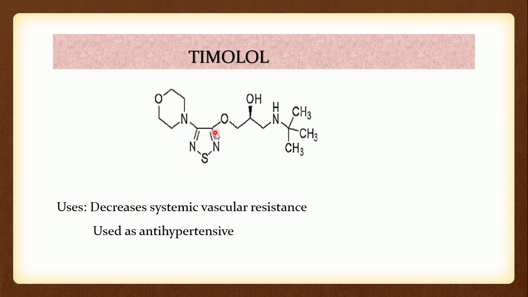These two heterocyclic compounds are linked through one oxygen bridge, and then it is attached to one propanol. A 3-carbon chain with alcoholic group is called propanol, and it is attached with the NH amino group, and then an isobutyl group is attached to the amino group. That is the structure of Timolol. Uses are it decreases systemic vascular resistance, and it is also used as an antihypertensive drug.